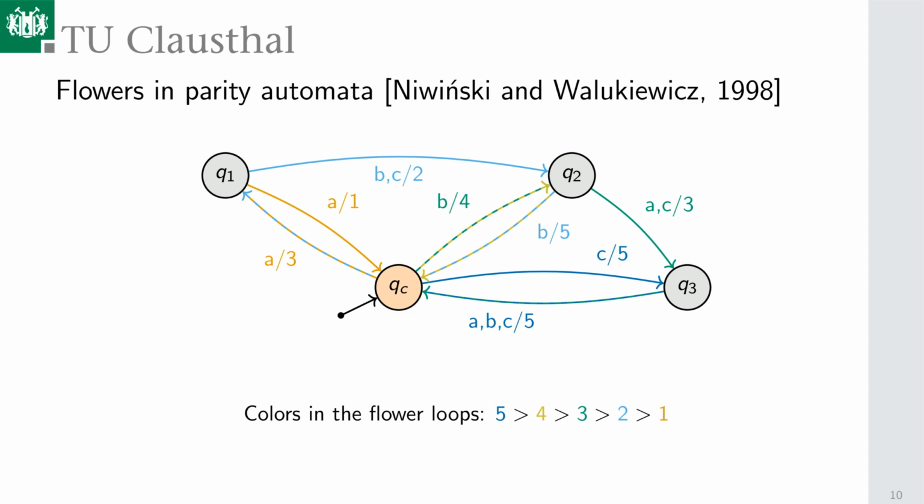But why is that? It is because the flower loops give rise to a hierarchy of words that alternate between being accepted and being non-accepted. Let us have a look at this idea in detail.